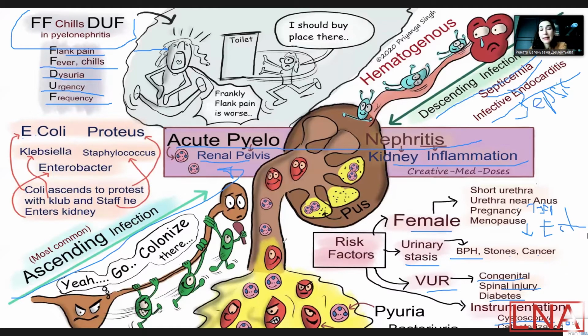About analysis of urine, look: pyuria tells us about the presence of white blood cells in the urine analysis, and bacteriuria, positive culture.